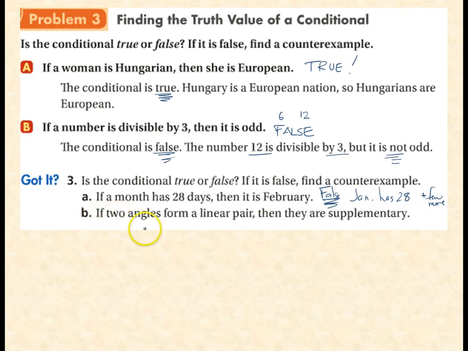If two angles form a linear pair, then they are supplementary. Well, that's pretty much the definition of supplementary. Two angles forming a linear pair means they add up to 180 degrees. So that means they're supplementary. So that one is true.